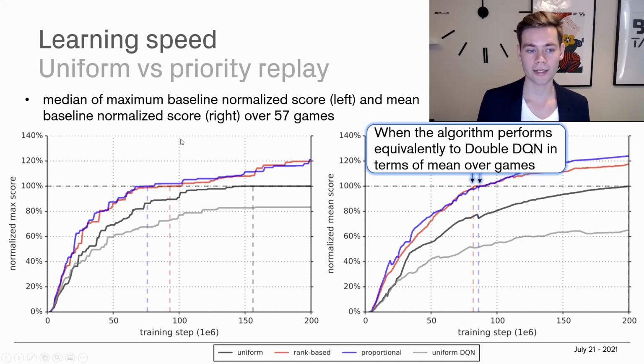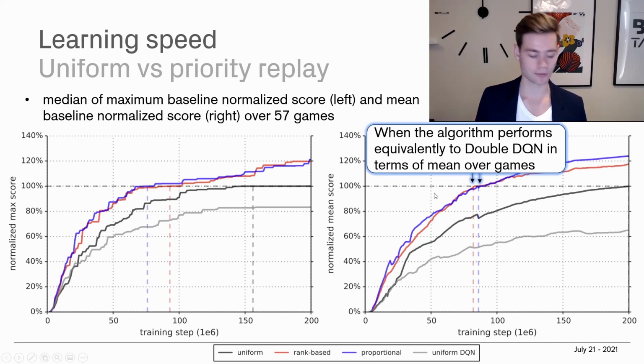If we look at the right graph now, this compares the baseline normalized score over 57 games. This is the mean baseline normalized score. So we're not looking at the maximal score generated by it, but rather the mean score generated by each one. And we can see, as I said before, these lines here are basically when the double DQN algorithm is outperformed by the prioritization schemes. And yeah, we can see that we reach above 100 for these ones as well.